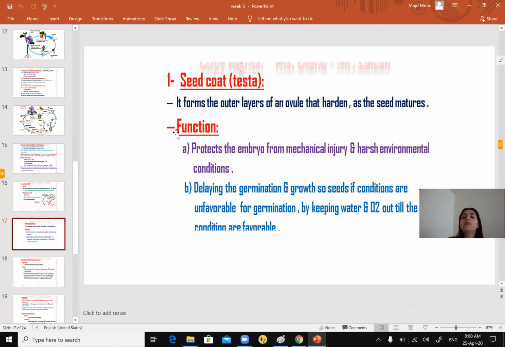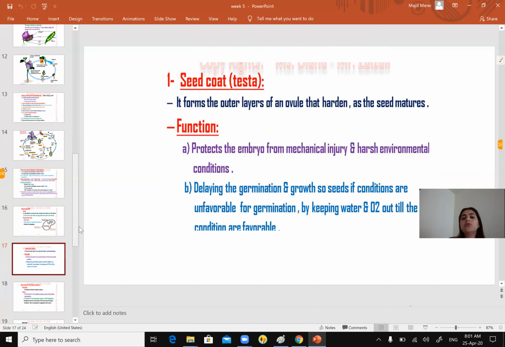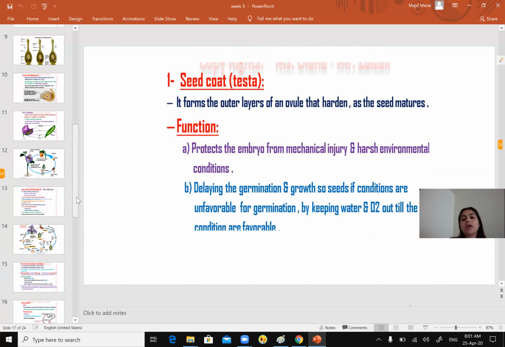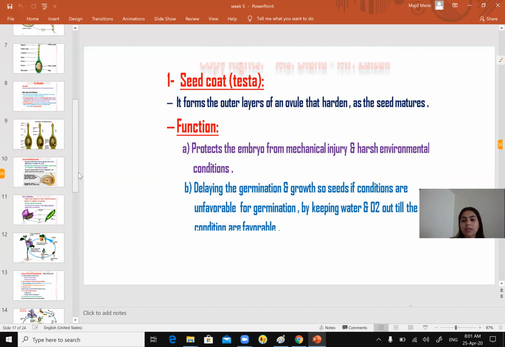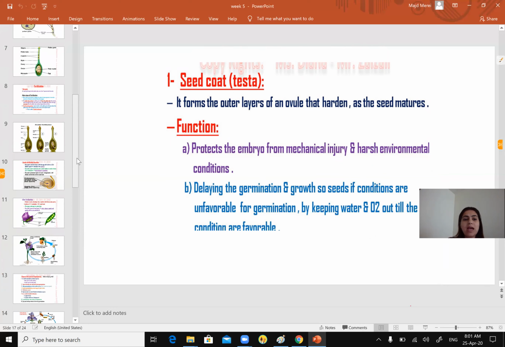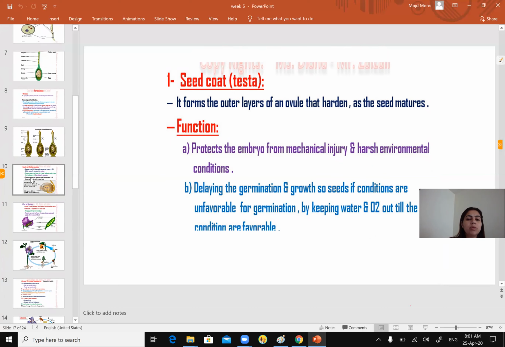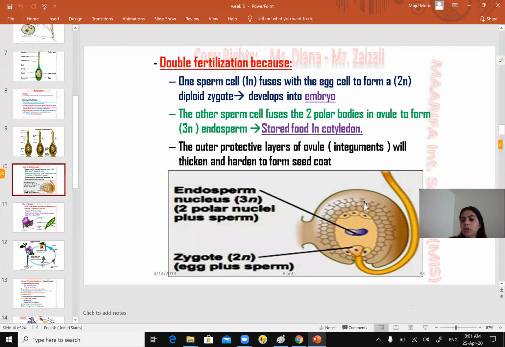From where is it formed? It forms from the outer layer of the ovule that hardens, becoming thicker and harder as the seed matures. If you remember here, this is the ovule, and the outer layer of the ovule, the integument, becomes thicker and harder to form the seed coat.